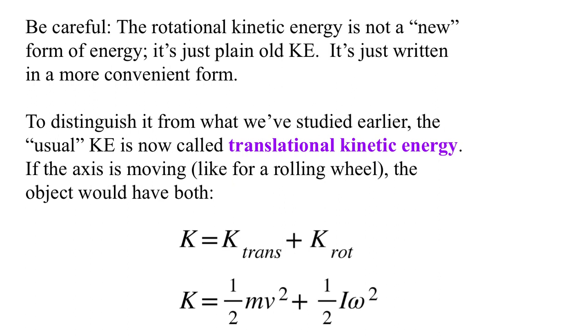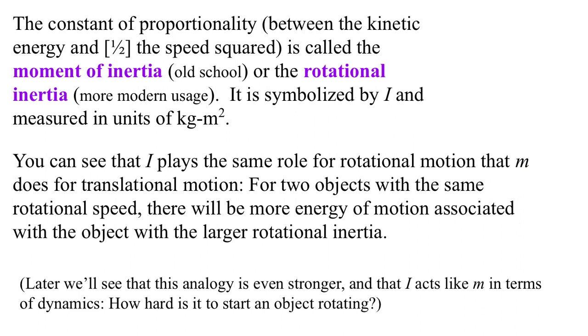To distinguish from what we studied earlier, the older or usual kinetic energy is now called translational kinetic energy. Translation being things moving along a line, as opposed to rotation, things moving around a circle. And if the axis of rotation is moving, like for instance for a rolling wheel, then the object would have both of these things. It has some translation of the center of mass plus some rotational energy associated with spinning about that point. As said, the constant of proportionality between the kinetic energy and 1/2 the speed squared is called the moment of inertia in the old school usage, or the rotational inertia in a more modern usage.